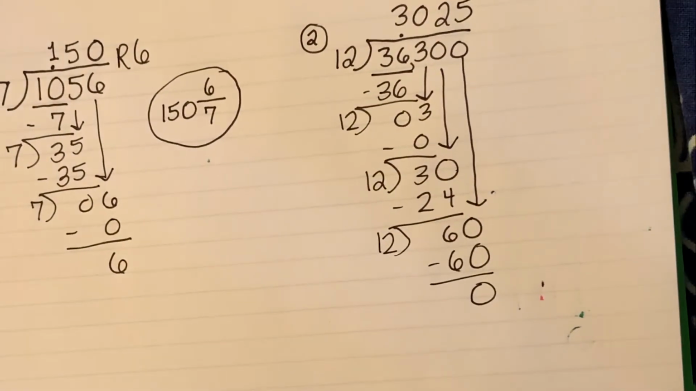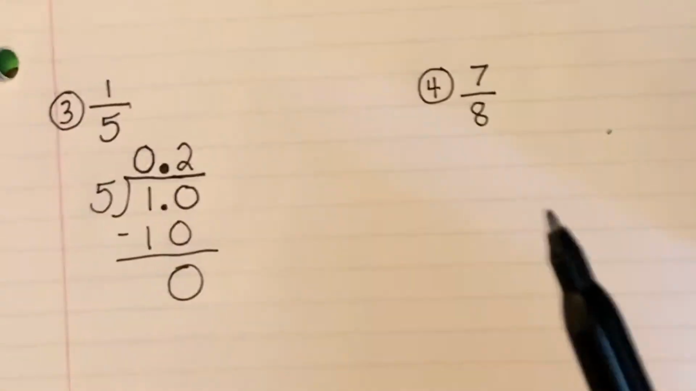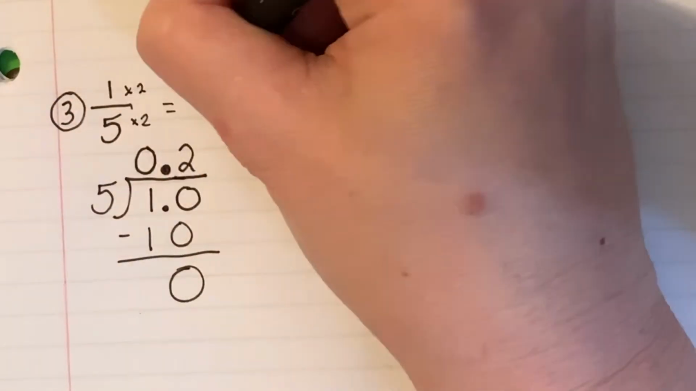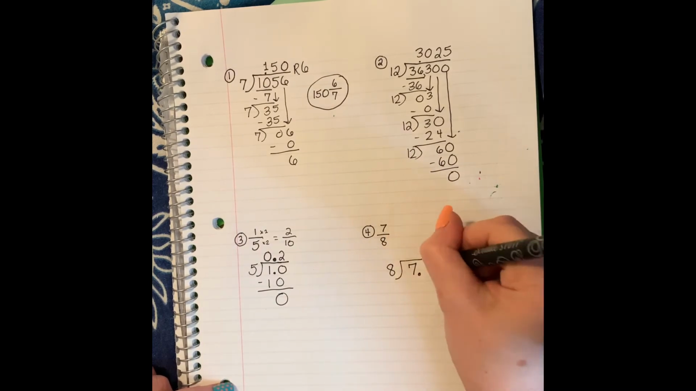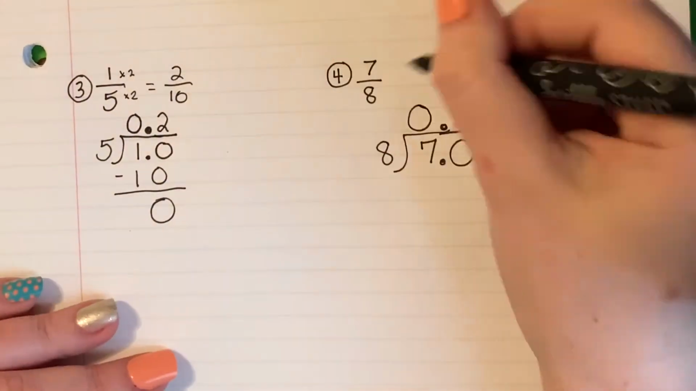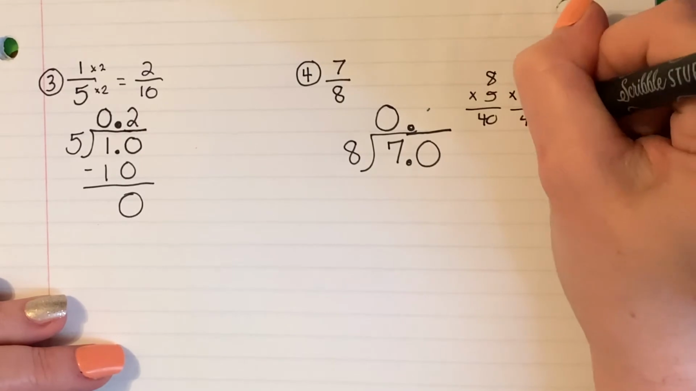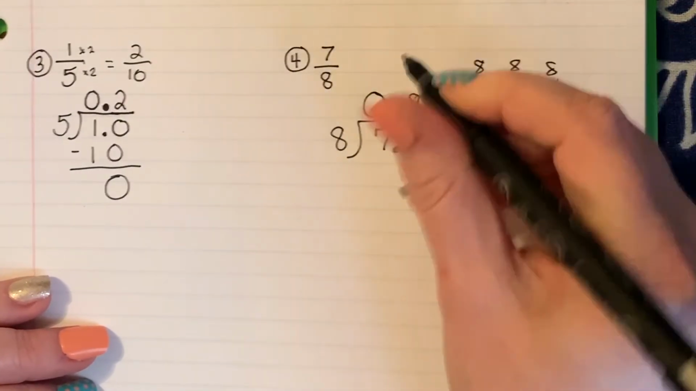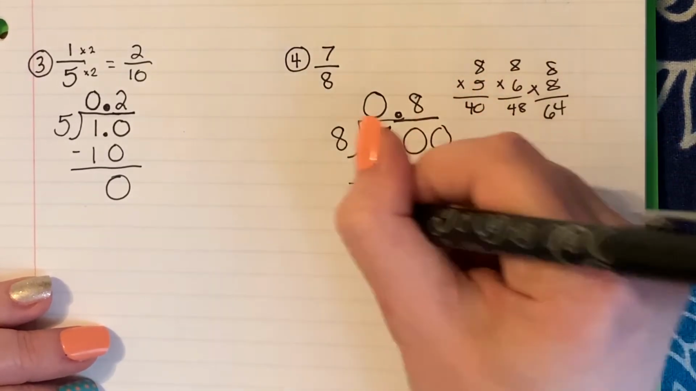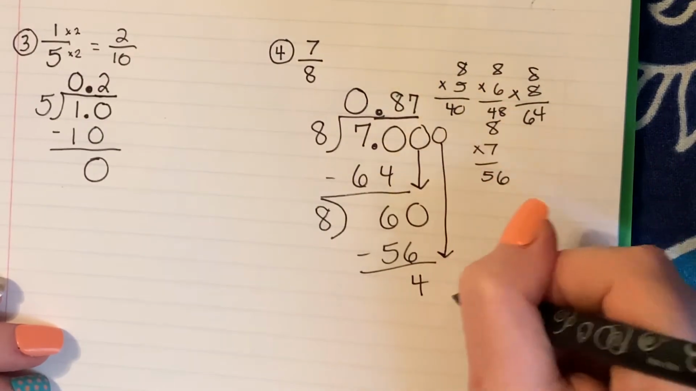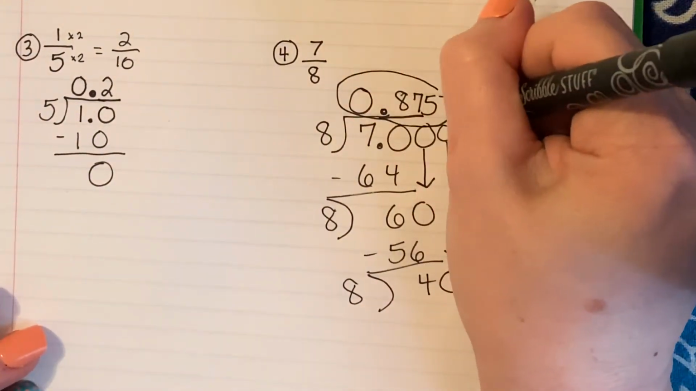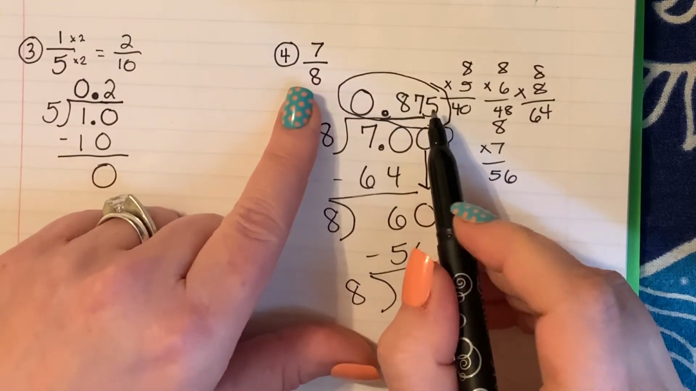I love it when there's no remainders. What about y'all? Let's see what this one comes out as. One is 875 thousandths. Pretty cool, huh?